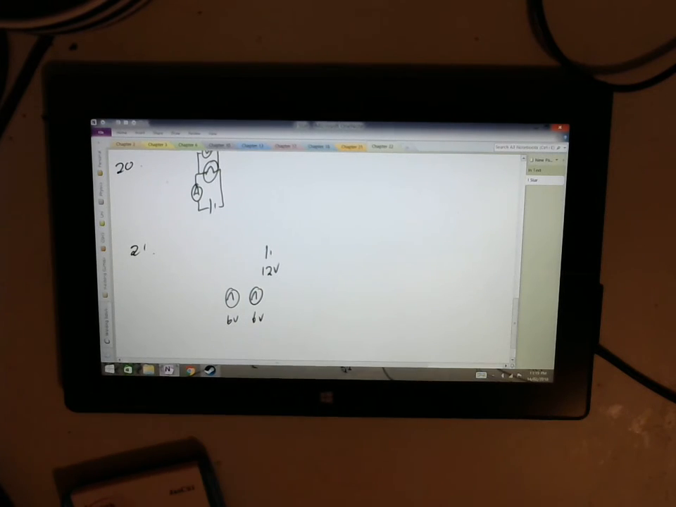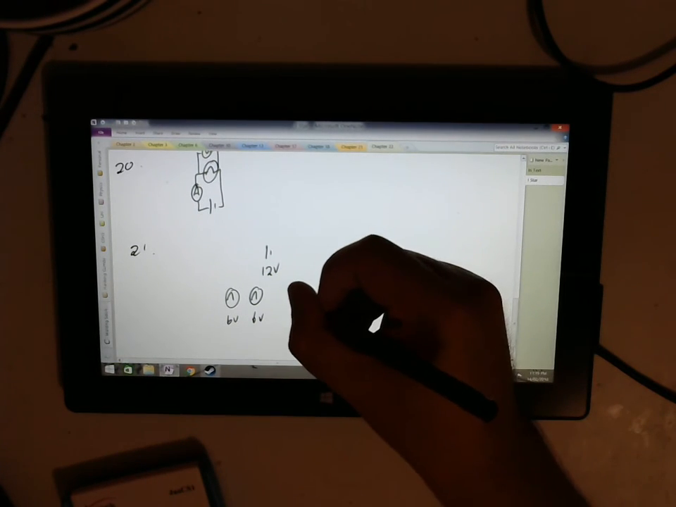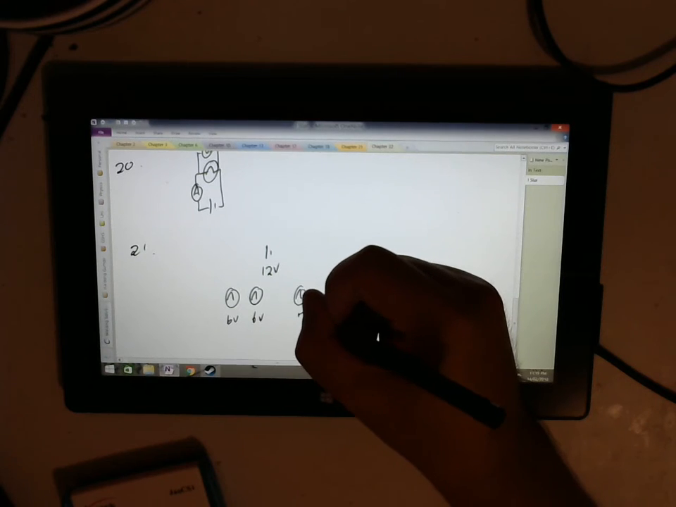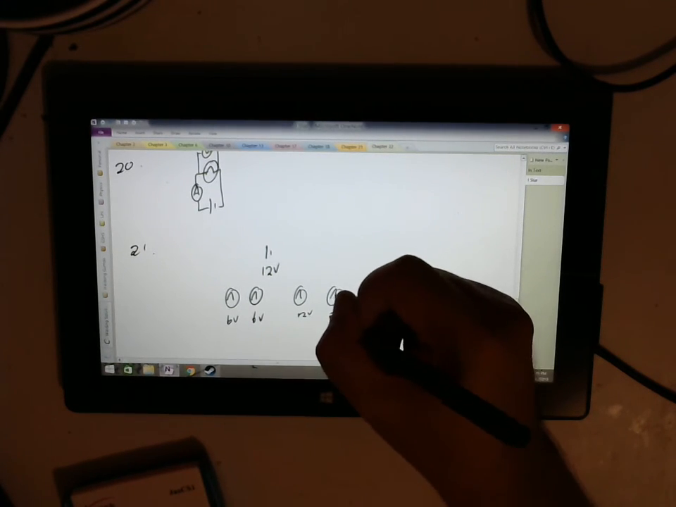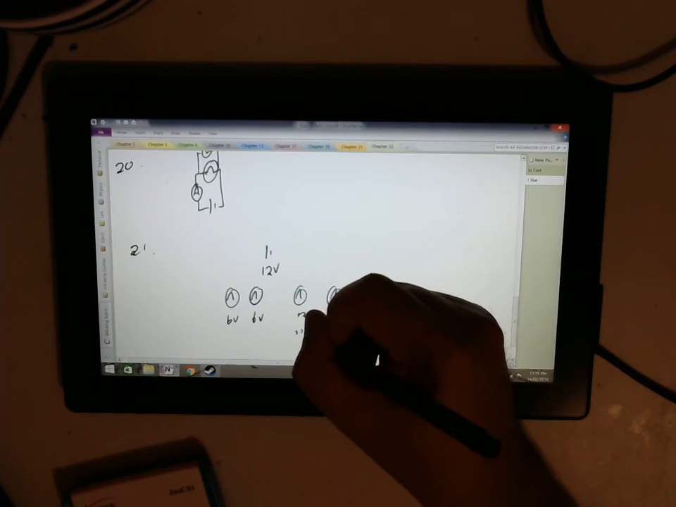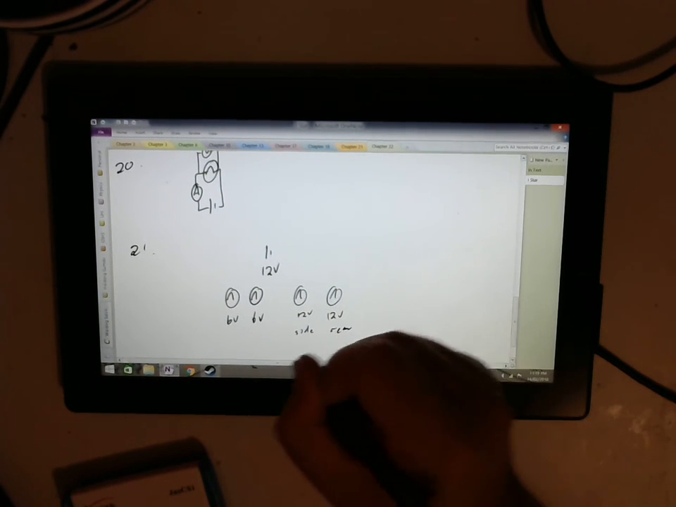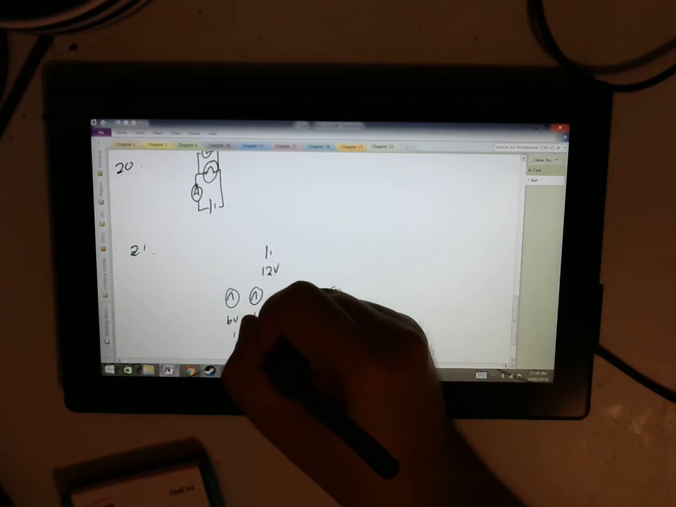That means that they need to use up 6 volts as the current flows through them. Too much, it's going to blow. Not enough, it's not going to work. Okay, so it has to be 6 volts. And we have side ones at 12 volts, and we have rear ones at 12 volts. So these are the side, rear, and interior.